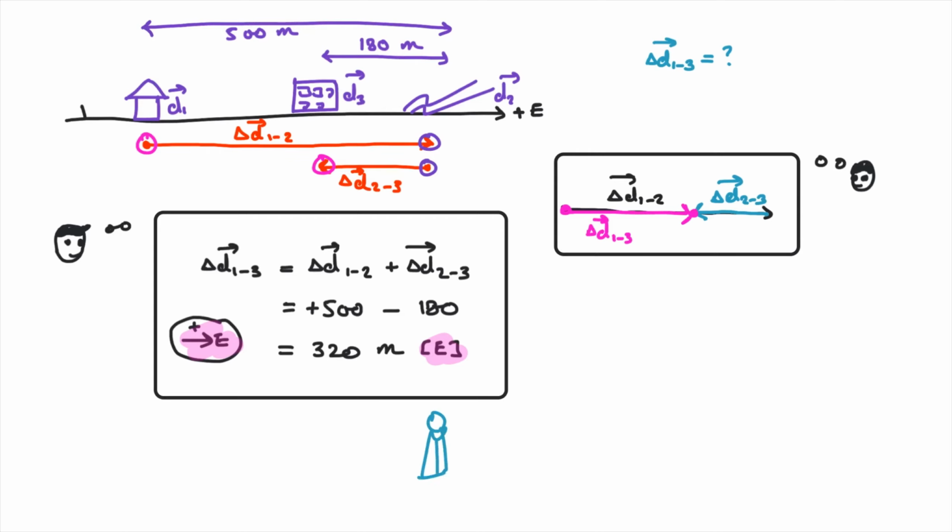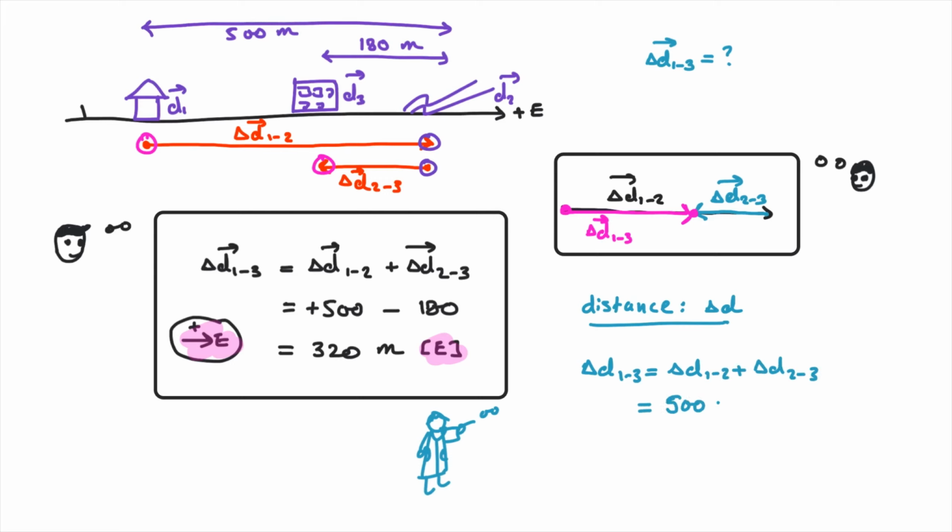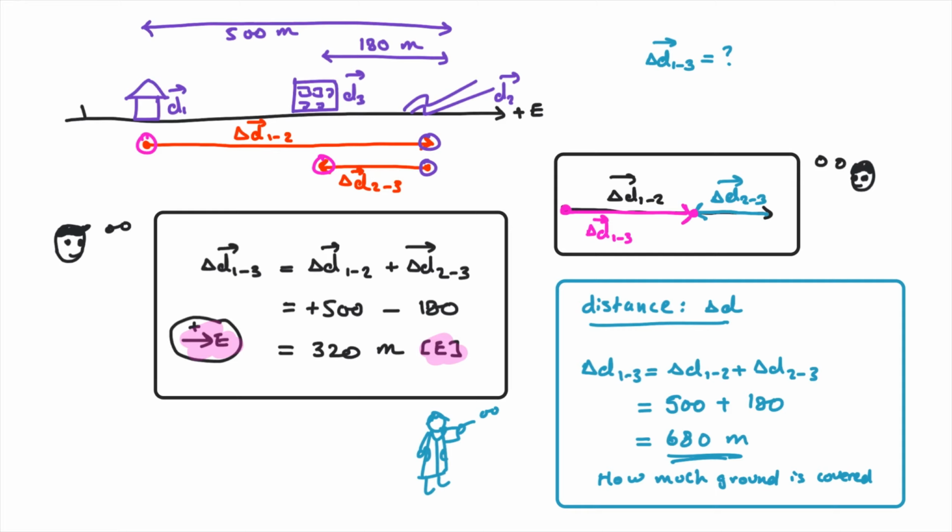Mr. S then said the distance doesn't consider the direction that the object travels. The distance focuses on how much ground the object covers. Since the distance has no direction, the distance from position 1 to 2 is 500, and the distance from position 2 to 3 is 180 meters, for a total distance between positions 1 to 3 of 680 meters.